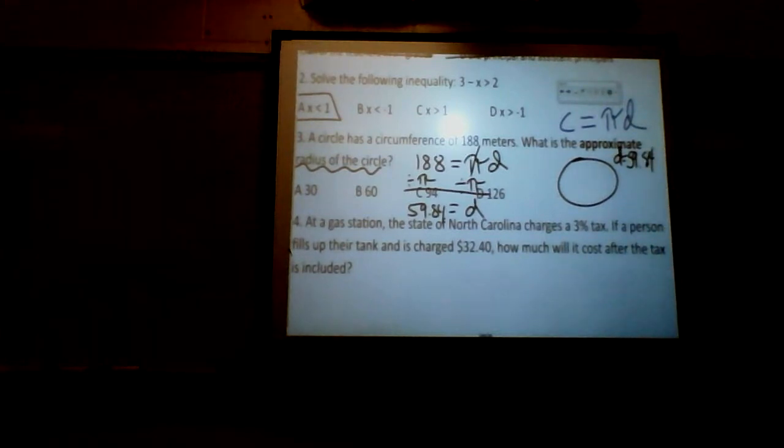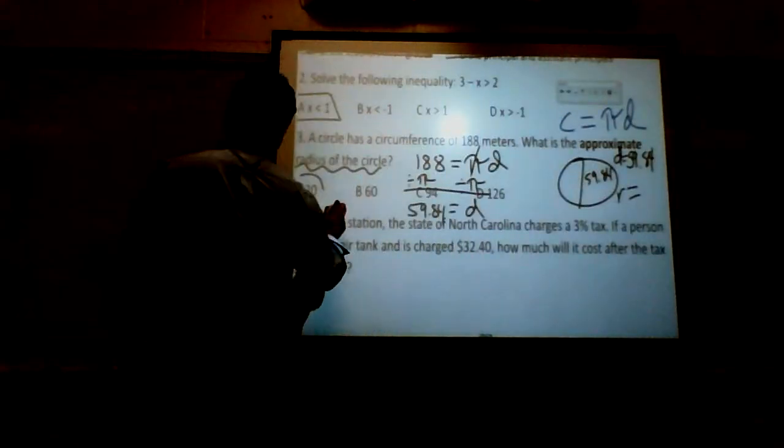The diameter is 59.84. If you chose B for this answer, shame on you. Because the question does not ask what the approximate diameter is. It asks what the approximate radius is. So if the diameter is 59.84, to find the radius, you divide that by 2, and it's approximately a 30.